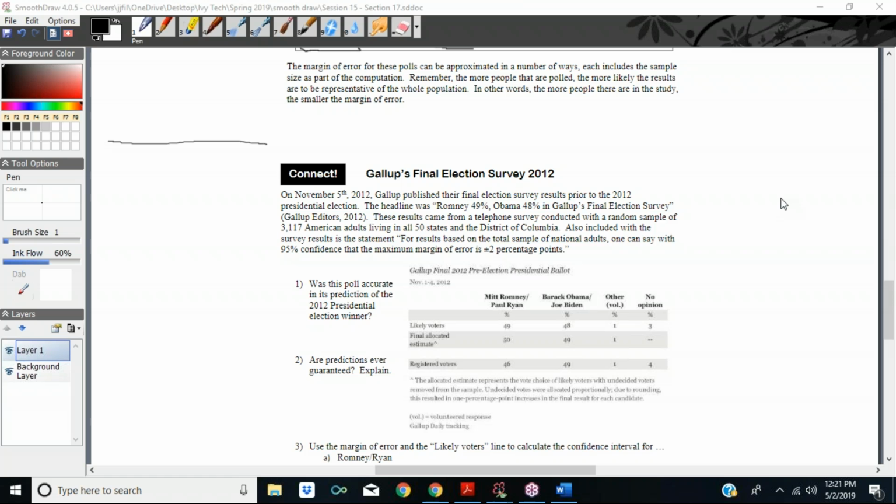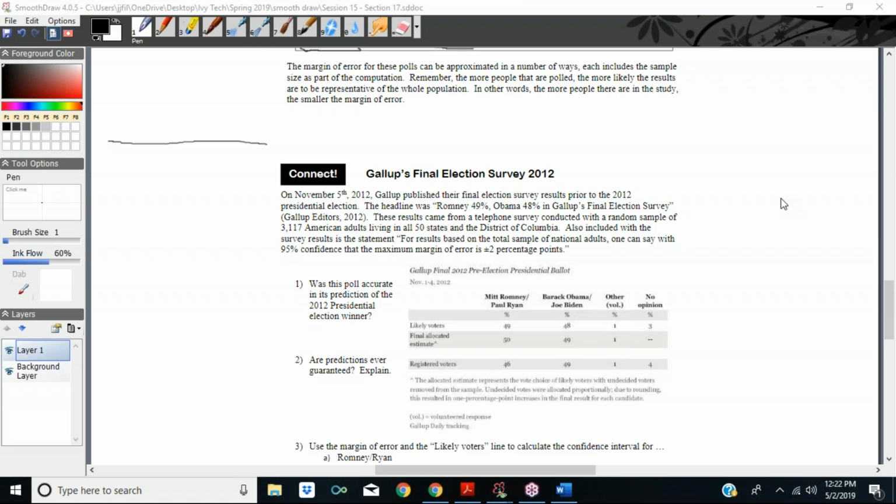So let's look at this Gallup final election survey from 2012 on page 228. It says on November 5th, 2012, Gallup published their final election survey results prior to the 2012 presidential election. The headline was Romney 49%, Obama 48%. These results came from a telephone survey conducted with a random sample of 3,117 American adults living in all 50 states and the District of Columbia. Also included with the survey results is the statement, for results based on the total sample of national results, one can say with 95% confidence that the maximum margin of error is plus or minus 2 percentage points.